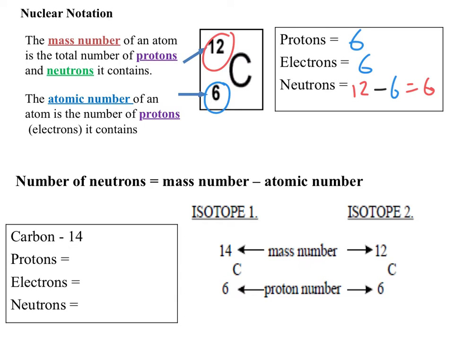So carbon-12 has 6 protons, 6 electrons, and 6 neutrons. If we go down and look at carbon-14, though, remember this is an isotope, so it's got a different number of neutrons. We can go through the same process as we did before.